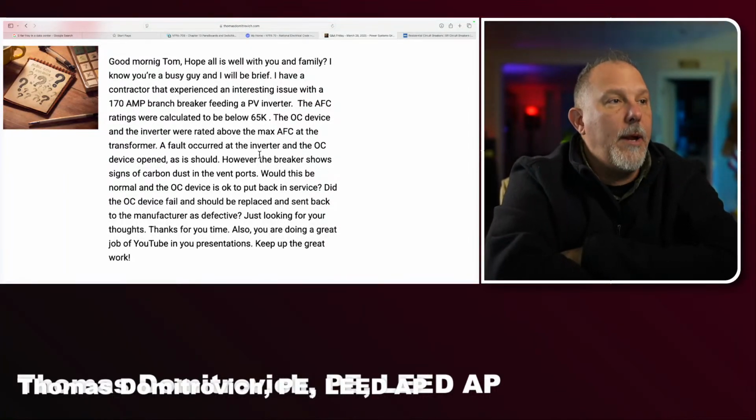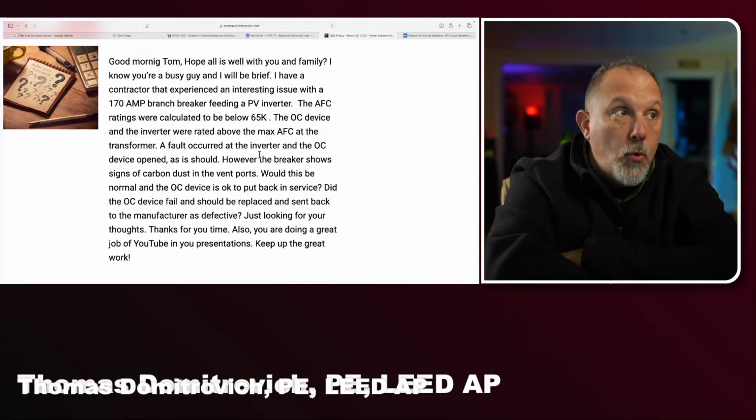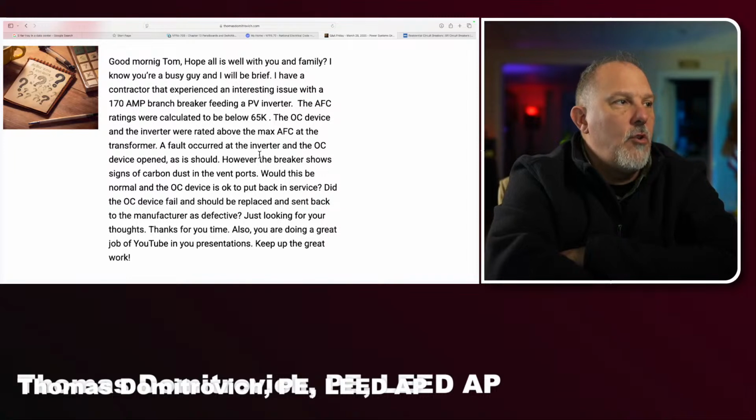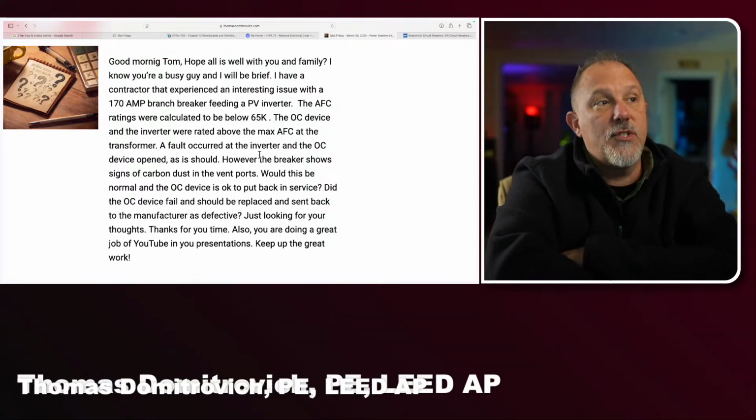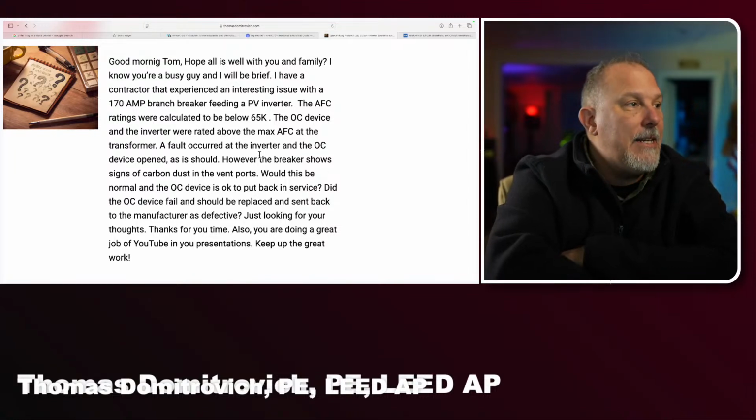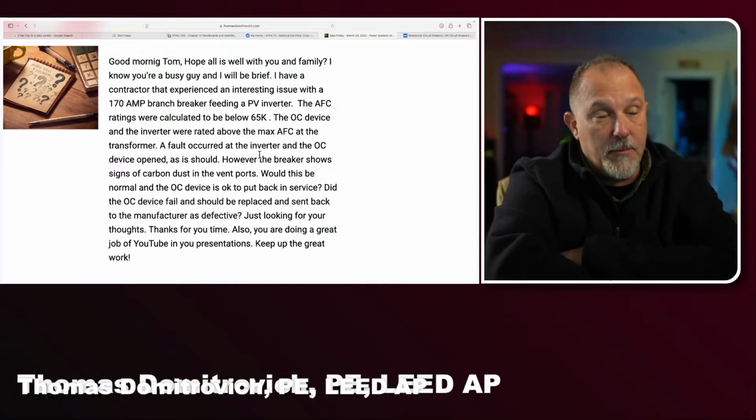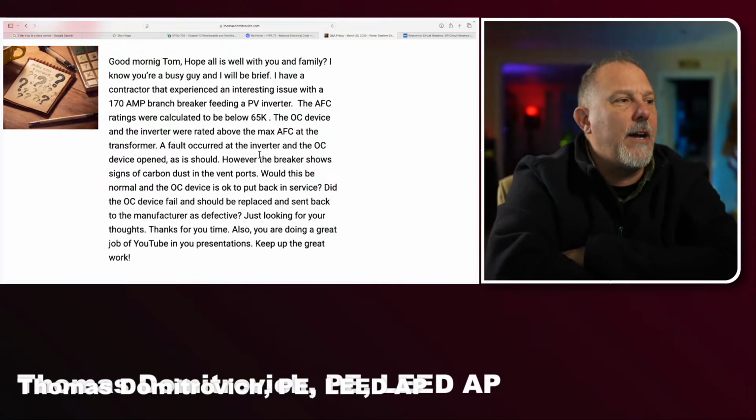"However, the breaker shows signs of carbon dust in the vent ports." Ooh. "Would this be normal and the overcurrent device is okay to put back in service? Did the overcurrent device fail and should be replaced and sent back to the manufacturer as defective? Just looking for thoughts. Thanks for your time. Also, you're doing a great job." Oh, thank you, sir. Keep up the great work.